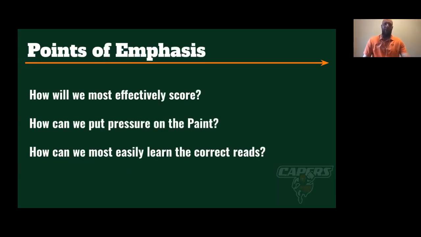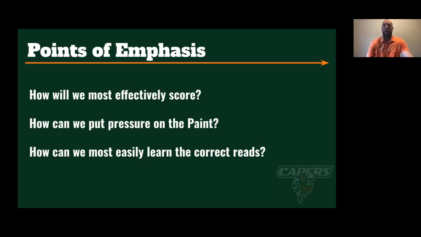The next part with this would be your points of emphasis. Some really important questions for you to ask yourself, to get to know your team, are: how will we most effectively score? Maybe you have a really good shooting team. Maybe you have a team that can get to the rim. You have to figure those things out. But I think the most important thing is, how can we put pressure on the paint? I feel like getting to that 8-foot mark within the paint is when you can collapse defenses, and that's when you're able to make decisions. I feel like that's a really important thing to be able to do. How can you do that most effectively with your team?